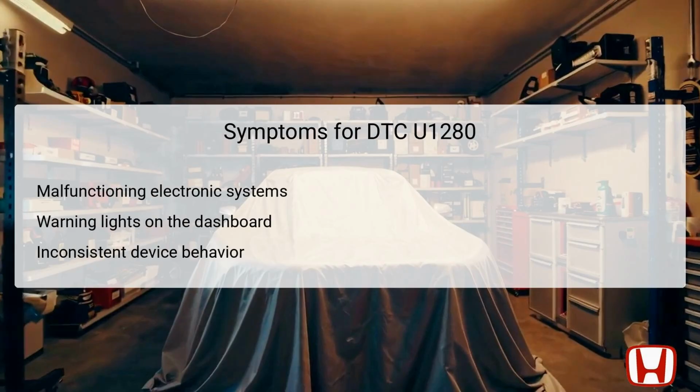The symptoms of DTC U1280 can vary based on the severity of the issue, but common indicators include malfunctioning electronic systems within the vehicle. Drivers may notice that various components, such as power windows, locks, or dashboard displays, do not function as expected. Warning lights may also illuminate on the dashboard, indicating that there is a malfunction within the electronic control units. Furthermore, inconsistent behavior of devices linked through the communication bus can occur, causing erratic performance and unresponsive systems.